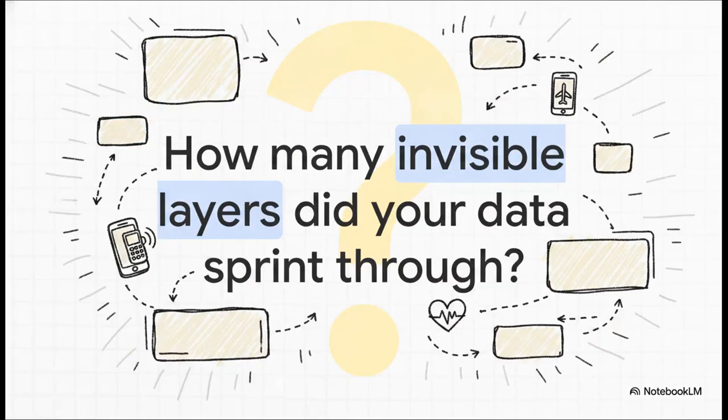So next time you tap your phone to pay for a coffee or book a flight on your app, ask yourself, how many invisible layers of architecture did your data just sprint through in a single nanosecond? You are interacting with a globally scaled, hyper-fast OLTP system designed to seamlessly manage the real-time heartbeat of the digital world.